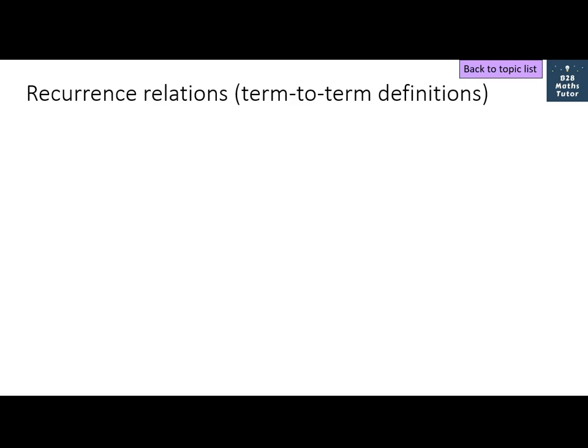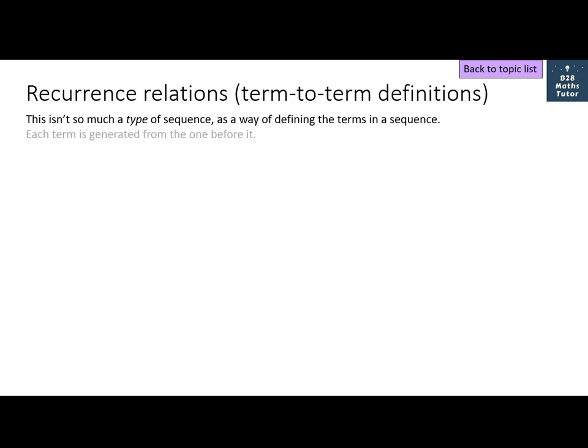Now let's have a look at recurrence relations or term-to-term definitions. So we're not talking about a type of sequence here, more a way of defining a sequence. What a recurrence relation does is it uses the current term to work out what the next term is going to be. So each term is generated from the one before it. And I think the best way of explaining that is to demonstrate with some examples.